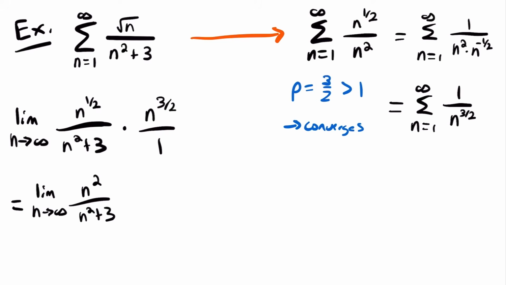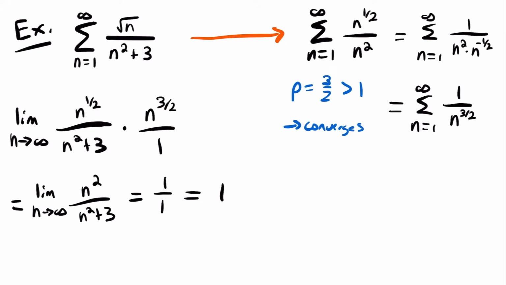And so we have the same highest degree in the numerator and denominator. We have n squared and n squared. And so because those degrees are equal, we can say that this limit will just be equal to the coefficients of those terms divided by each other. And so we have 1 for this n squared divided by 1 for this n squared. So this limit will be equal to 1 divided by 1, which is equal to 1.